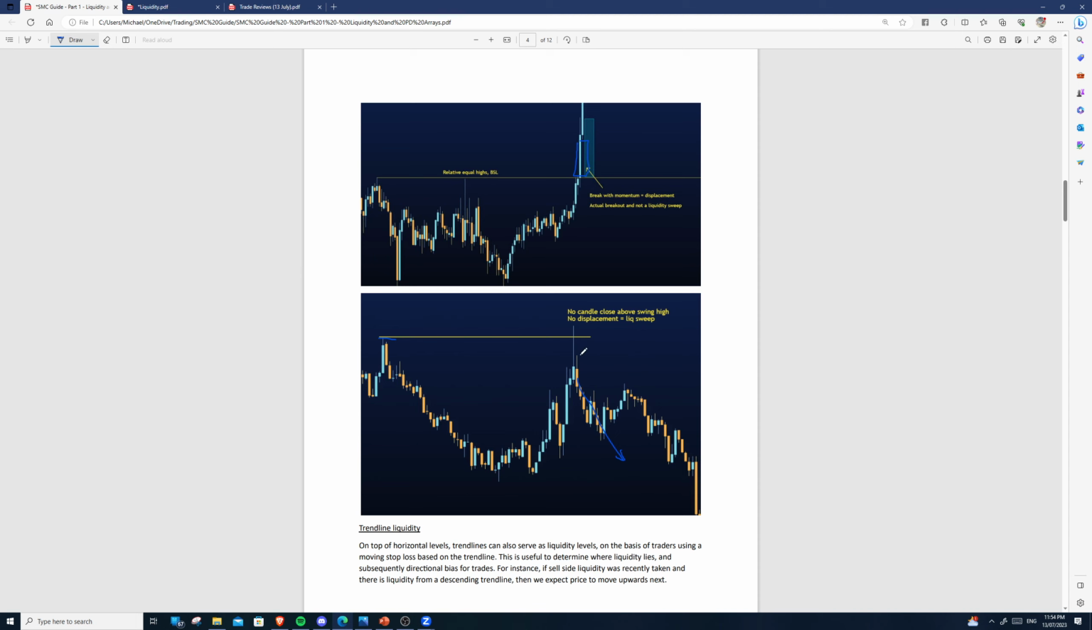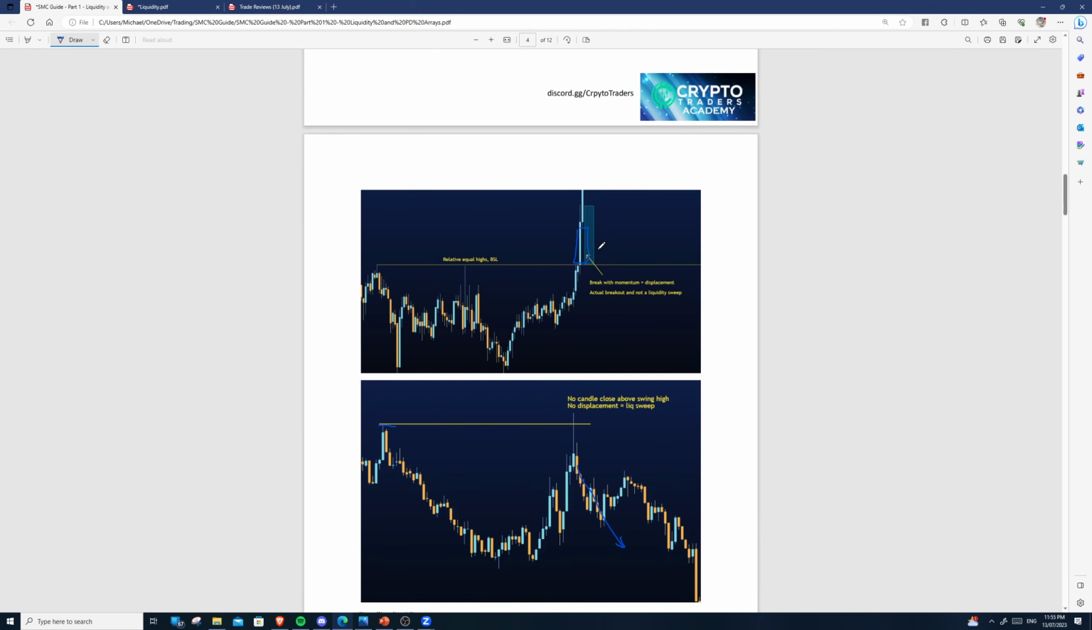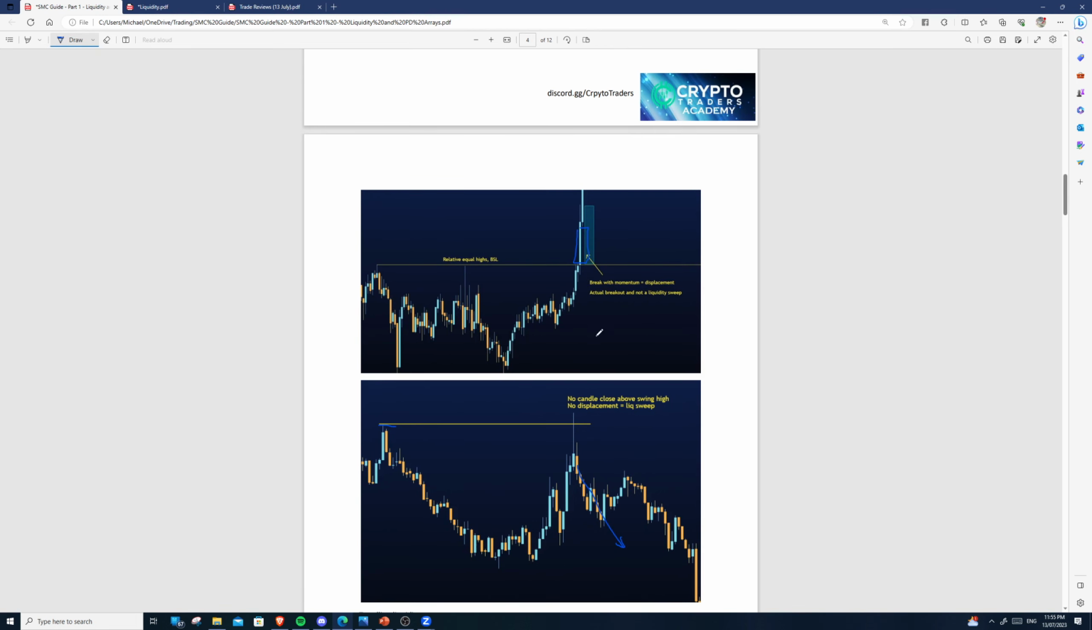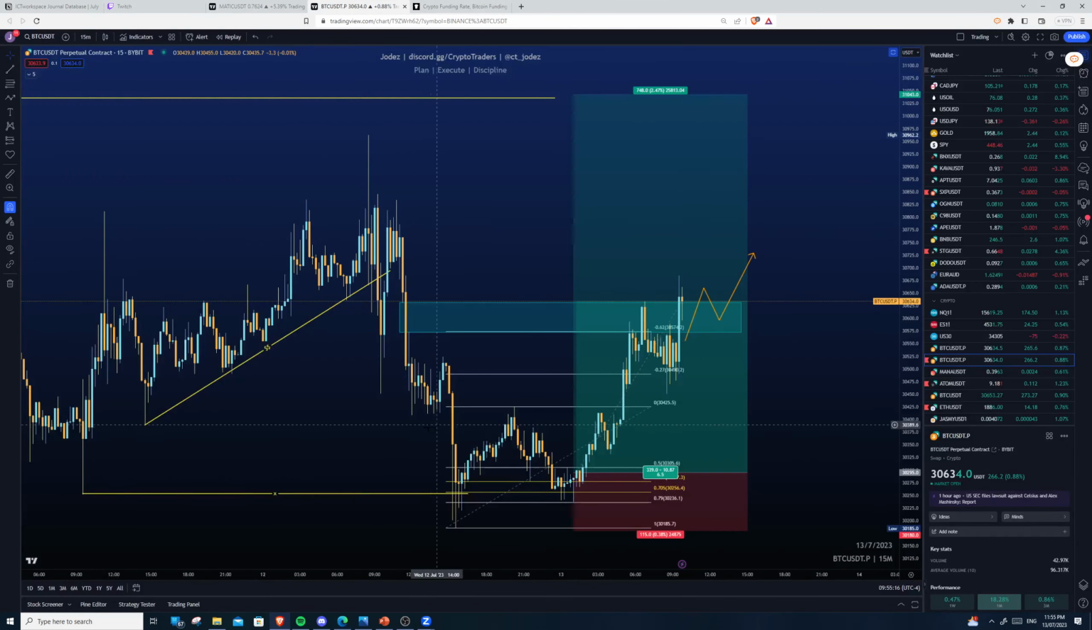So you can see here there is no displacement left behind by this attempt to break out. There is no fair value gap, and there's no momentum or any strength upon a touch of this level. So we classify this as a liquidity sweep and not a breakout. Right, so that's another way to use fair value gaps: just a tool to help you identify whether ongoing price action is a breakout or a liquidity sweep.